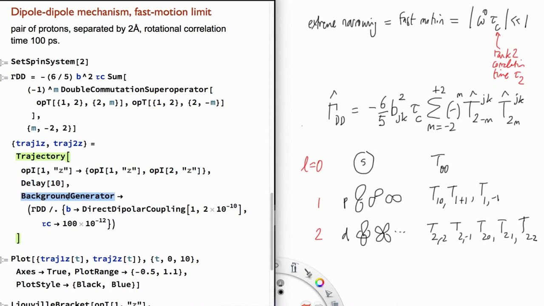In the presence of, we specify a background generator, so this is going to work all the time, of this dipole-dipole relaxation superoperator. And here I've given it some numerical values to work with. I've specified that the dipole-dipole coupling constant should be equal to the coupling between two protons, that's the one here, separated by a distance of 2 angstroms, which is a sort of typical distance in a molecule.